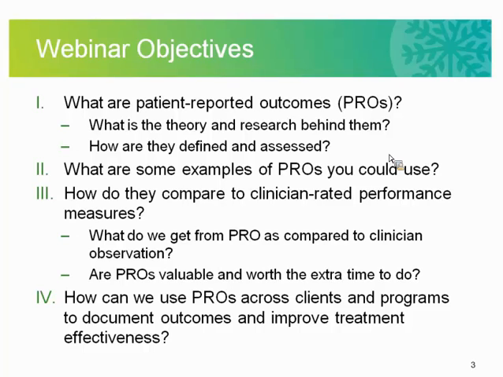Secondly, I'd like to focus in on providing you with some examples of patient-reported outcome assessment measures that you could use in your practice. Third, I'd like to then compare patient-reported outcomes to clinician-rated observable performance assessments and talk about what do you get from a patient-reported outcome as compared to that clinical observation, and are patient-reported outcomes valuable and worthwhile for the extra time to do them. And then fourth, I'd like to focus in on how you can use patient-reported outcomes across clients and across programs to document outcomes and show your treatment effectiveness.